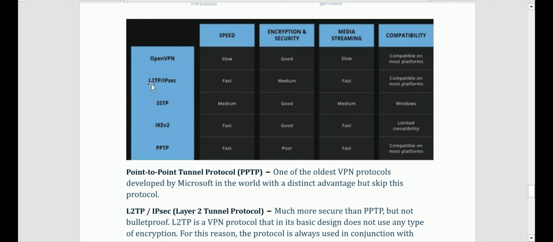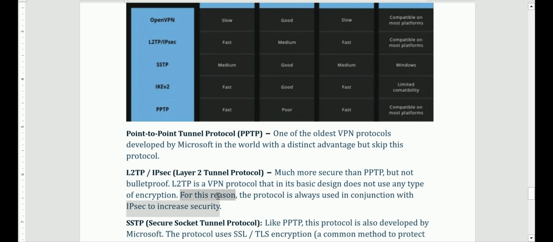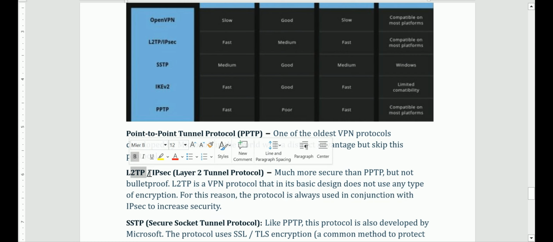And Layer 2 Tunneling Protocol, also called L2TP. As the name itself says, it's a layer 2 tunneling protocol, so it will not provide any kind of security by itself. That's why it will always be associated with IPsec, which is a kind of encryption mechanism. For this reason, the protocol is always used in conjunction with IPsec to increase the security. L2TP will not be secured without IPsec.